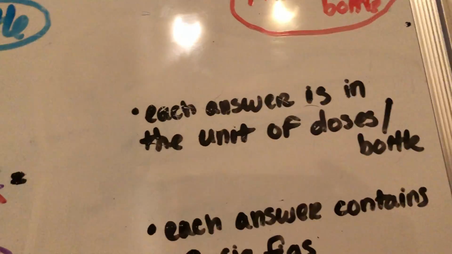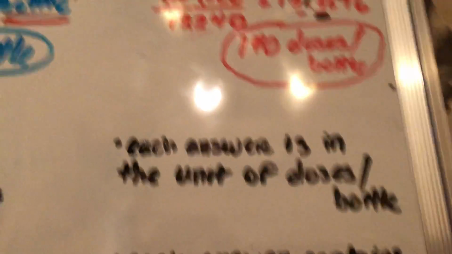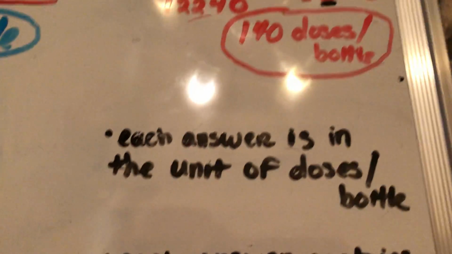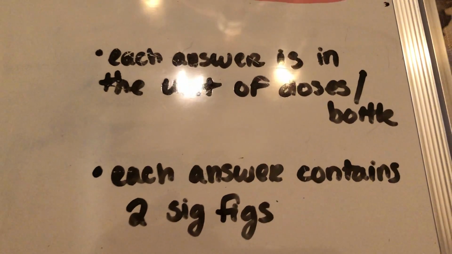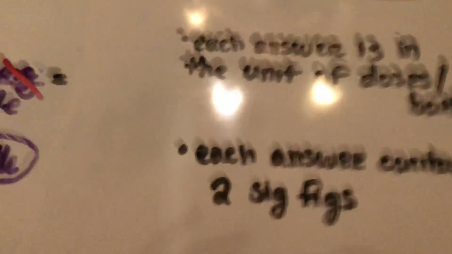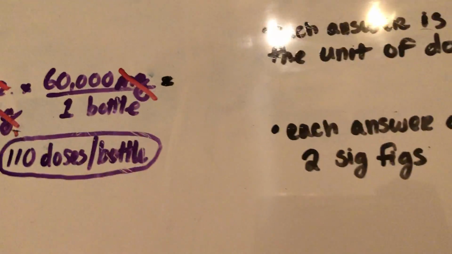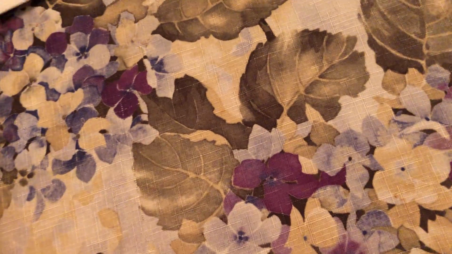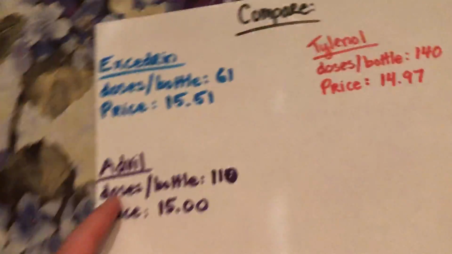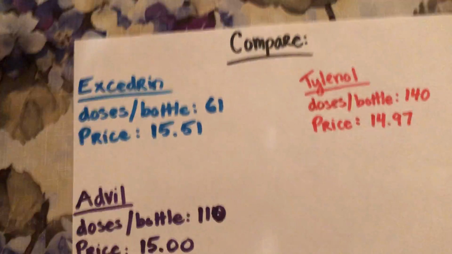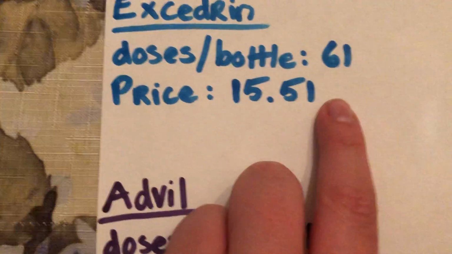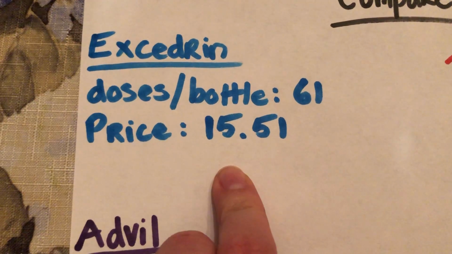Okay, so this is what I've concluded so far. Each answer is in the unit of doses per bottle, which is what I set out to do. And each answer contains 2 sig figs, which is consistent, and we wanted 2 sig figs. So now we are going to compare these at this halfway point. So Excedrin: 61 doses per bottle, price is $15.51.